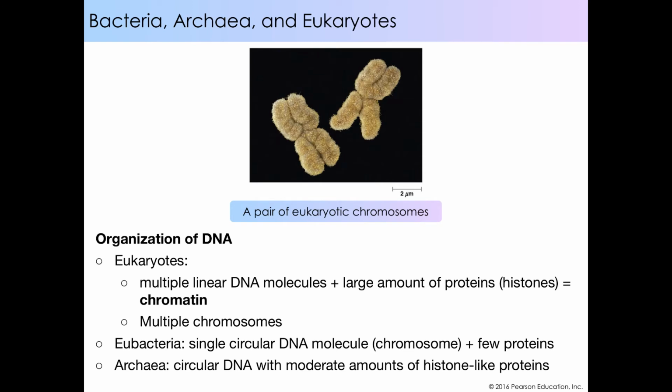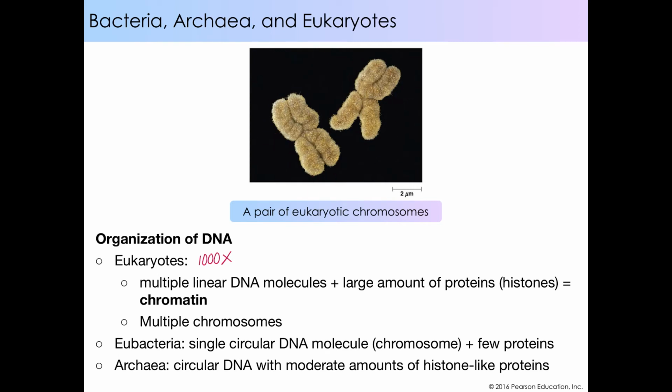Another difference between eubacteria, archaeobacteria, and eukaryotes is the way they package their DNA. Now, the amount of DNA in cells is typically longer than the cell itself, so the DNA has to be packed into a small space. And that's true of bacteria, archaea, and eukaryotes, but eukaryotes have approximately 1,000 times more DNA than bacteria packed into the nucleus. And eukaryotes solve that problem by having multiple linear chromosomes.